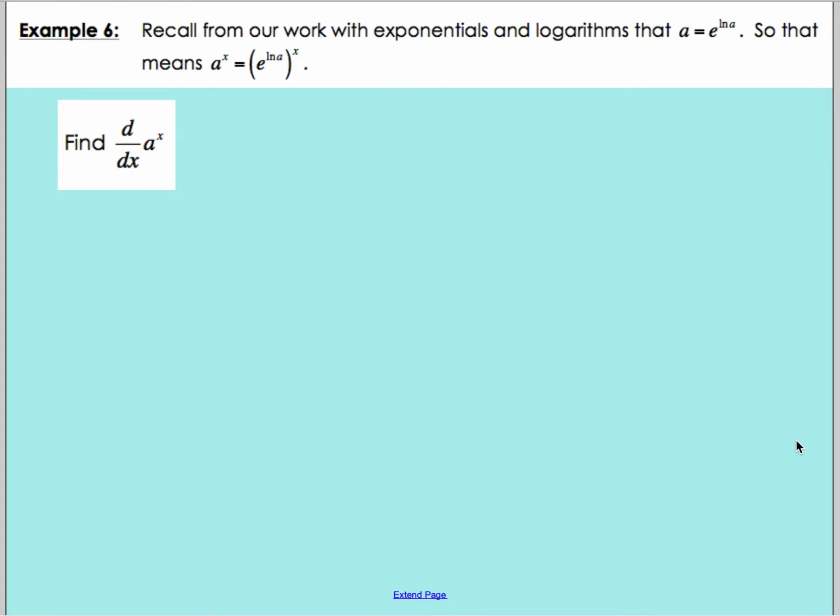All right, example 6. With this example, we're going to do a proof, and we are going to prove how to find the derivative of a to the x. Okay, so a is a constant, so we're going to prove how to find the derivative of things like 7 to the x. It's an exponential function because you have a variable in the exponent. So we'll be able to take any number raised to the x power.